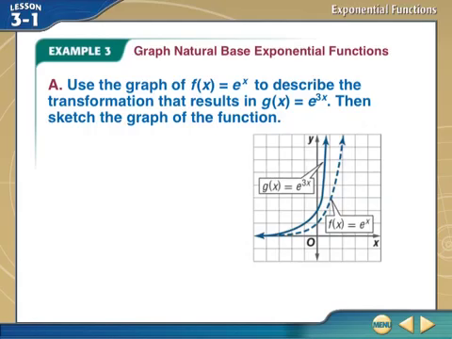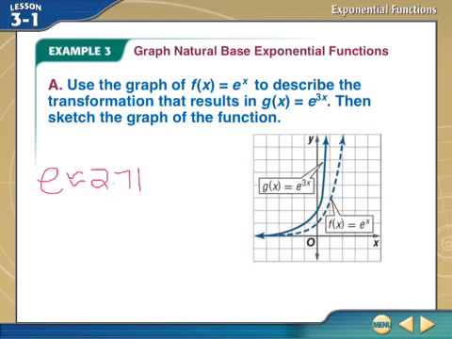Exponential function with the natural base is base e. E is approximately 2.71. It's an irrational number similar to pi, and it's used often in real-world applications involving finance.